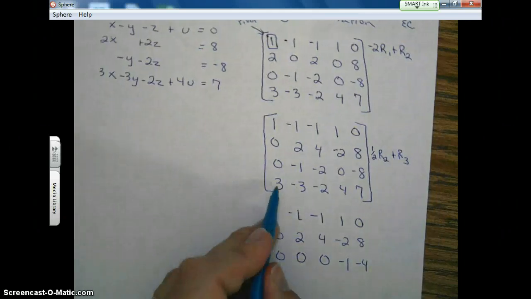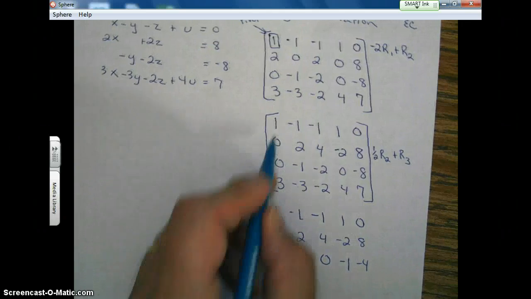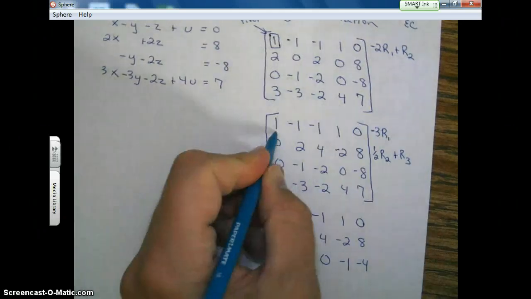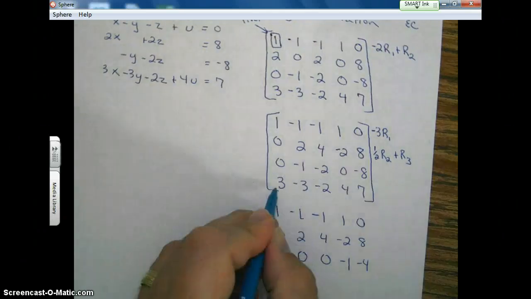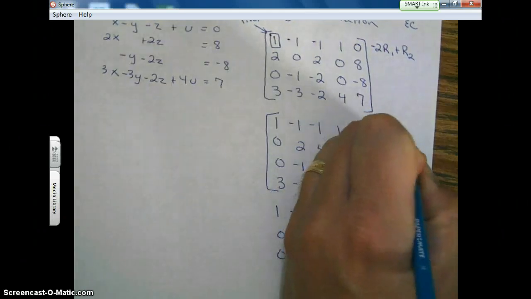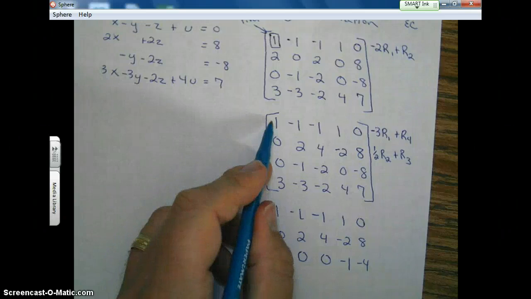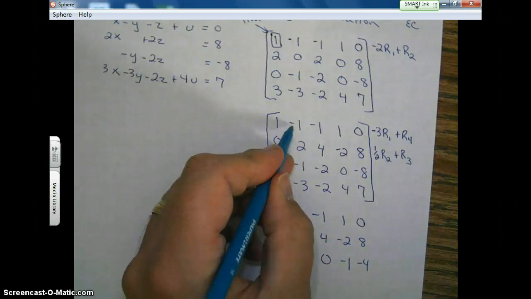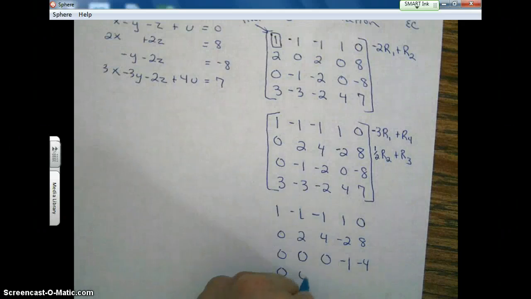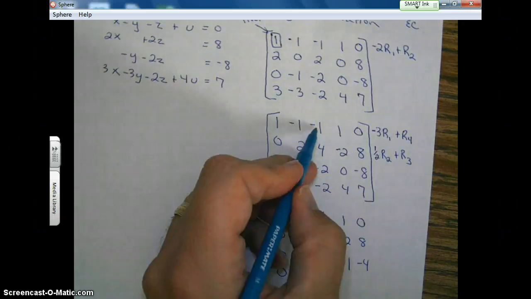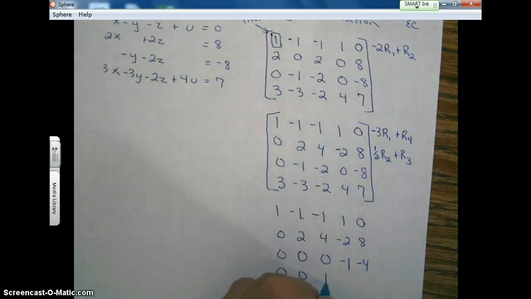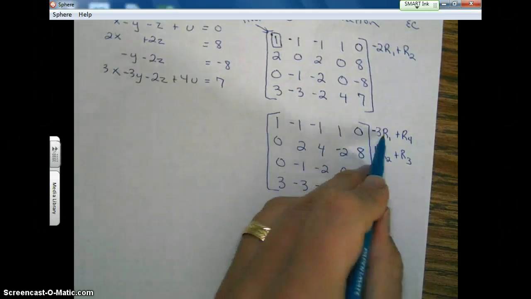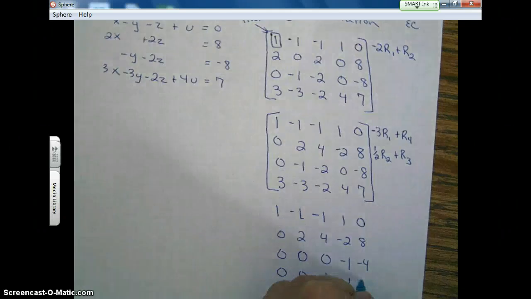Now I'm going to do this one at the same time. I want to get rid of the 3, so I'm going to take -3 times row 1 and add it to row 4. So -3 times 1, add it. -3 times -1 is 3, plus -3 is 0. -3 times -1 is 3, plus -2 is 1. -3 times 1 is -3, plus 4 is 1. -3 times 0 is 0, plus 7 is 7.